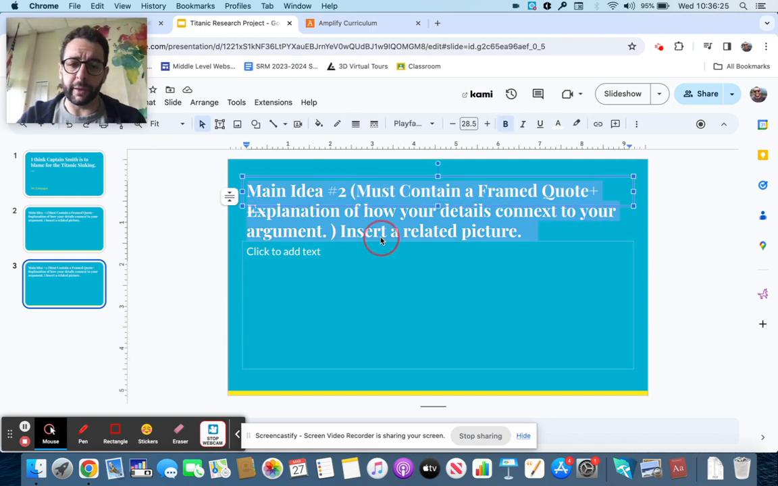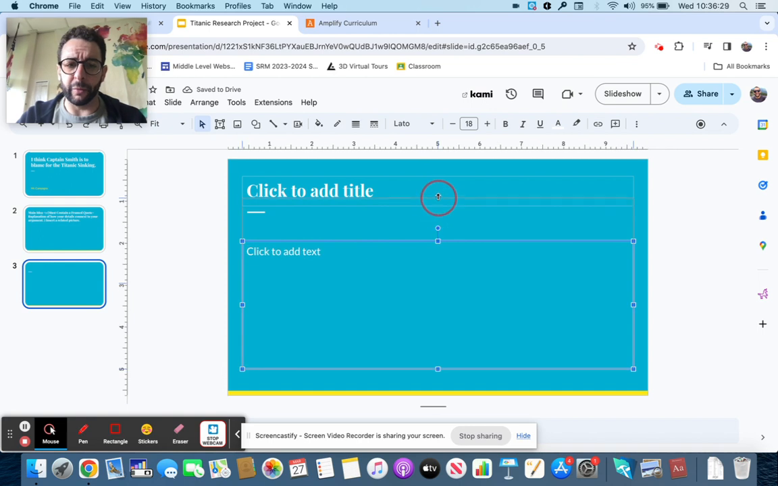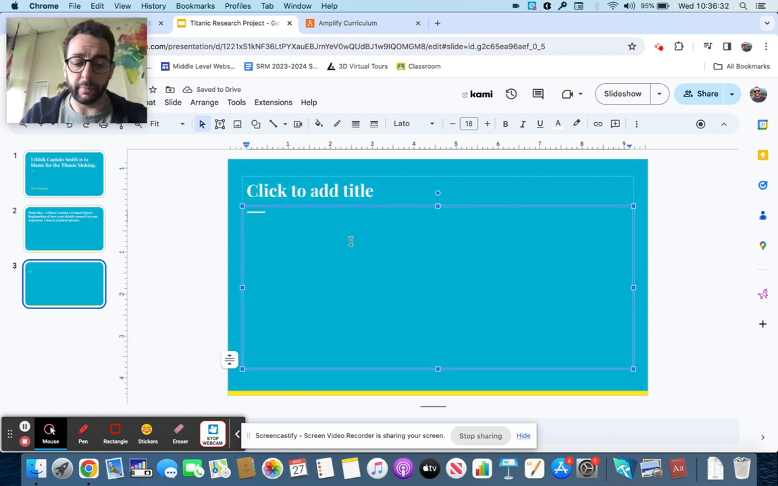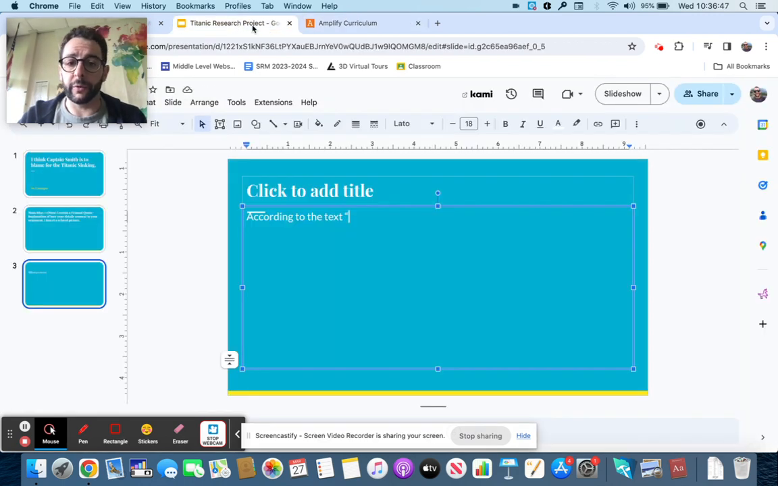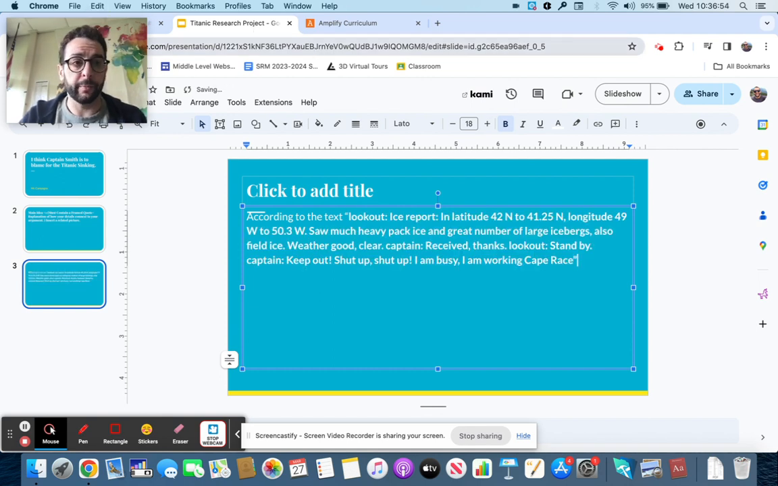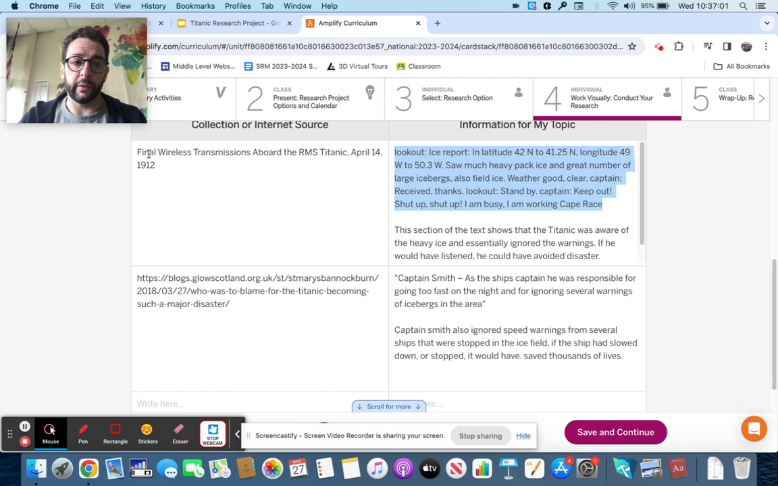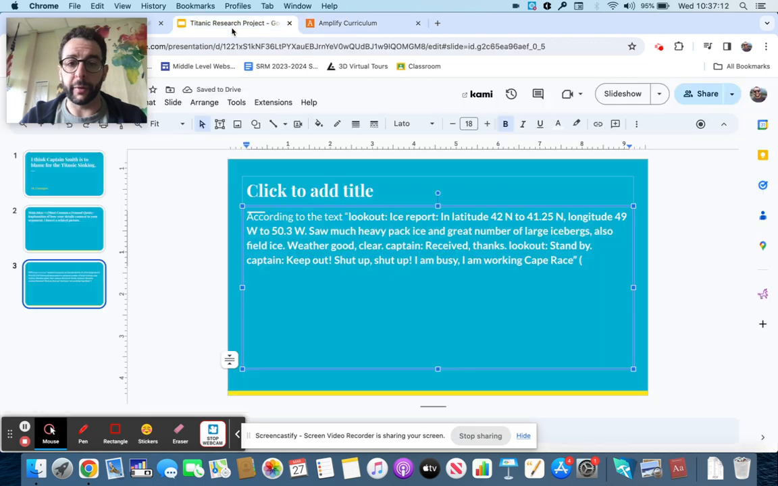So I am just going to pick, first of all, I'm going to delete that. I'm going to pick the old boring according to the text for my example. So according to the text, that's my introduction, and I'm going to add a quotation mark. And if you did what I asked you to do in class, all you have to do is copy your quote from your source, and you're going to put it right there, and you're going to end your quote. Next thing is you're going to add parentheses and add the title of your source. And so my title here is Final Wireless Transmissions Aboard the RMS Titanic. That goes in parentheses at the end, and there's a period.